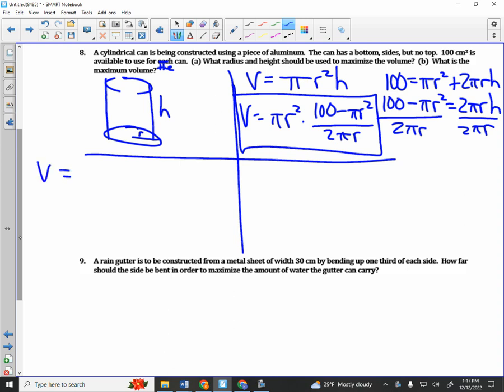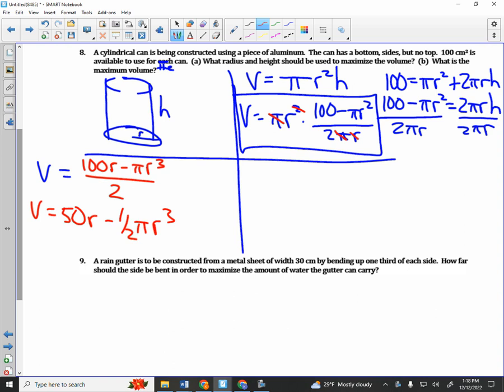So volume is equal to, what's going to happen to pi? Everybody see pi will cancel? What's going to happen to one of the r's? One of the r's will cancel. So let's distribute the r through the top. What are you going to get when you distribute the r through the top? 100 r minus pi r cubed. Over what's in the bottom? 2. So I get volume is equal to, let's divide each by 2, and I get 50 r minus 1/2 pi r cubed. There's our formula.